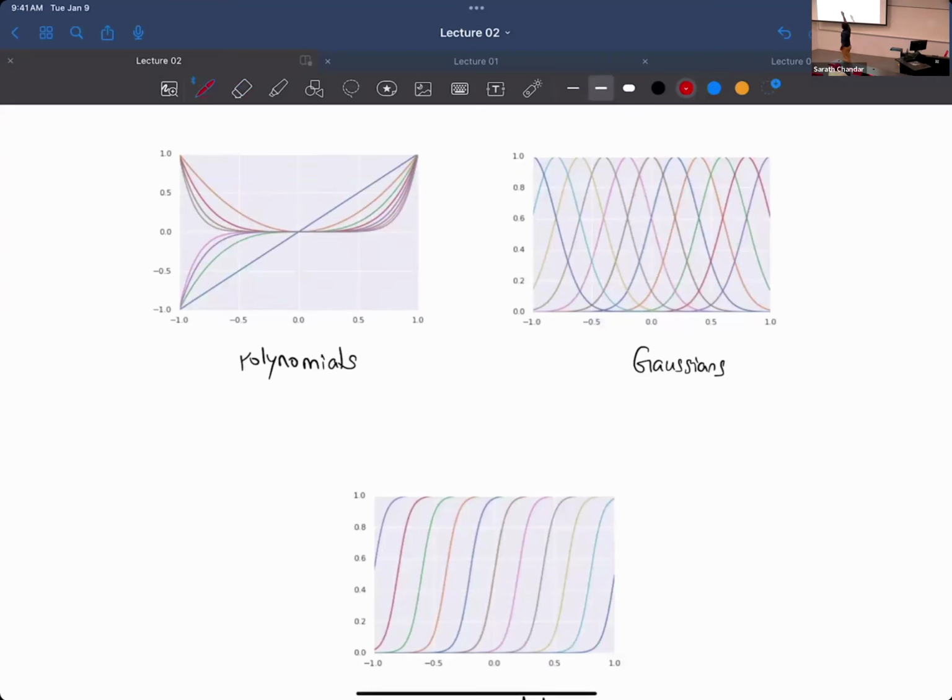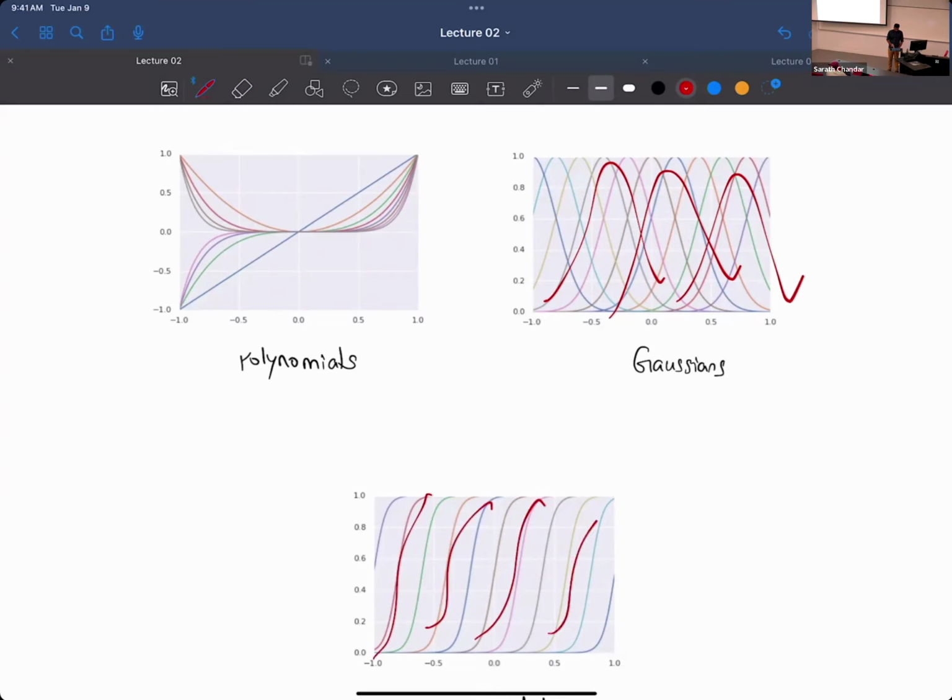You see the polynomial basis function, depending on the degree, is going to look like different polynomials. Gaussian basis function looks like Gaussians, and the location of these Gaussians is determined by the mu j and s. The sigmoidal basis function looks like sigmoid, and the location is again determined by mu j and s.